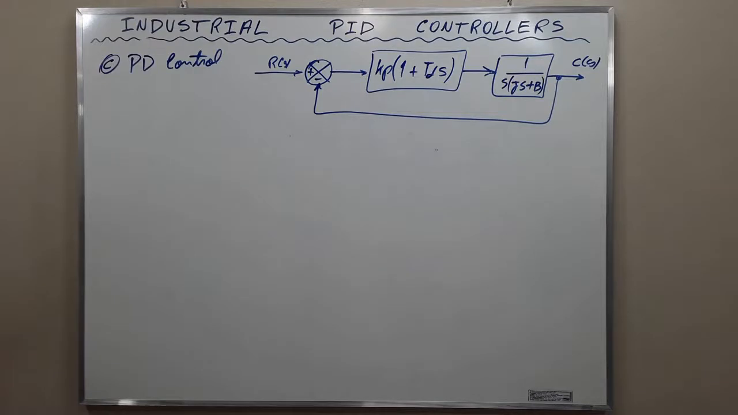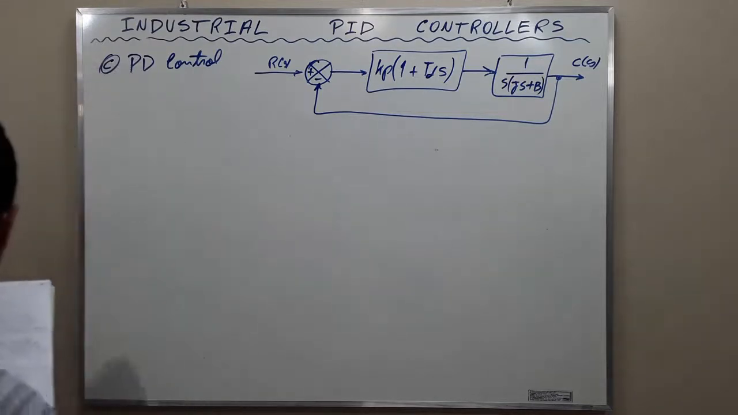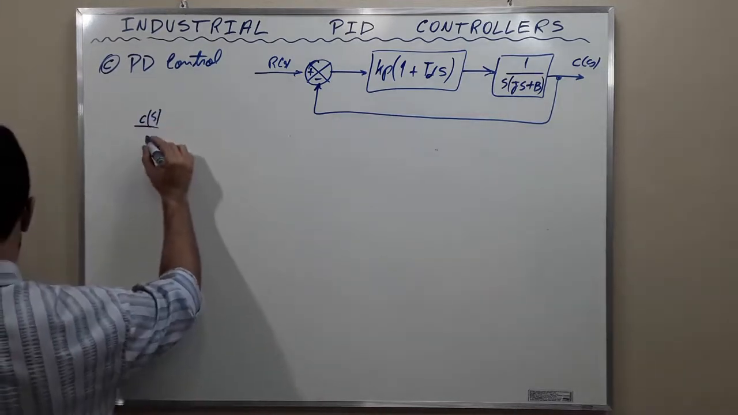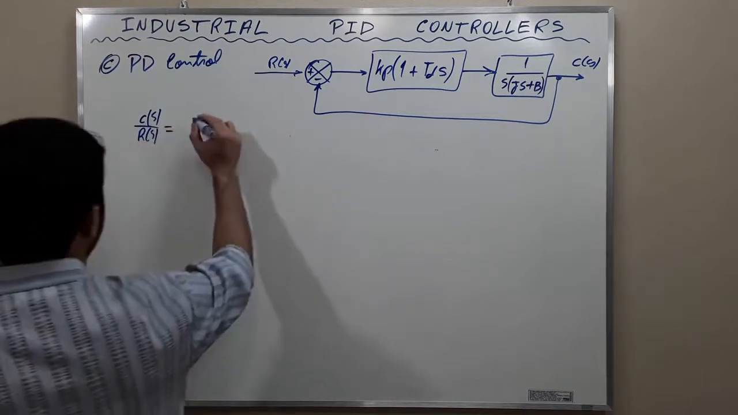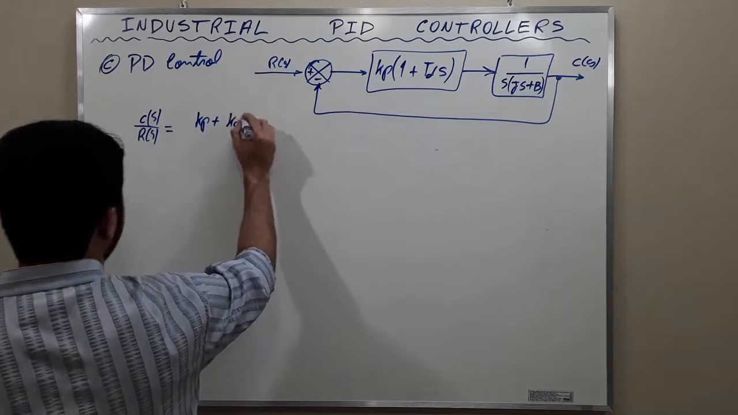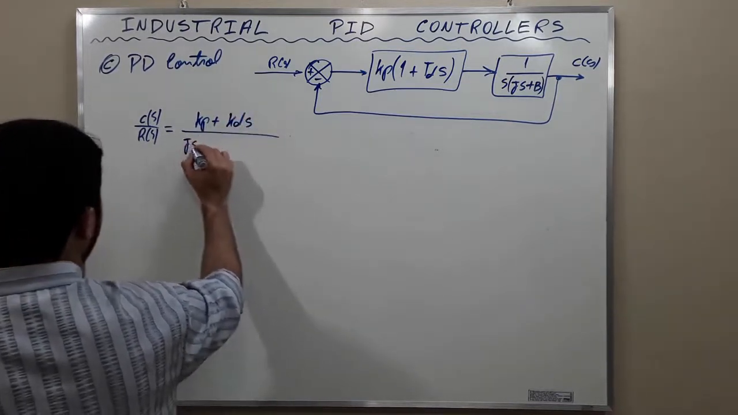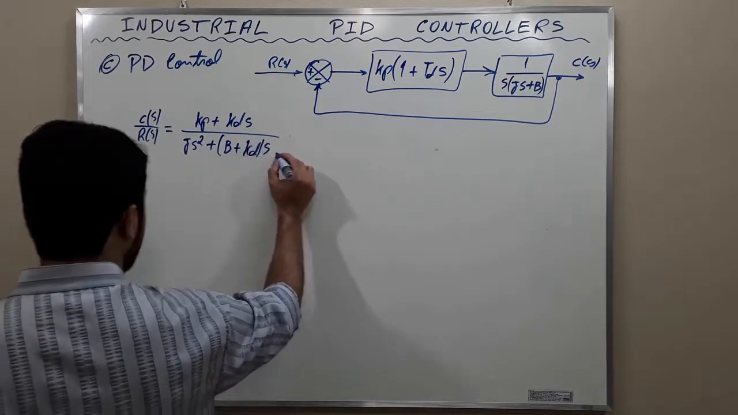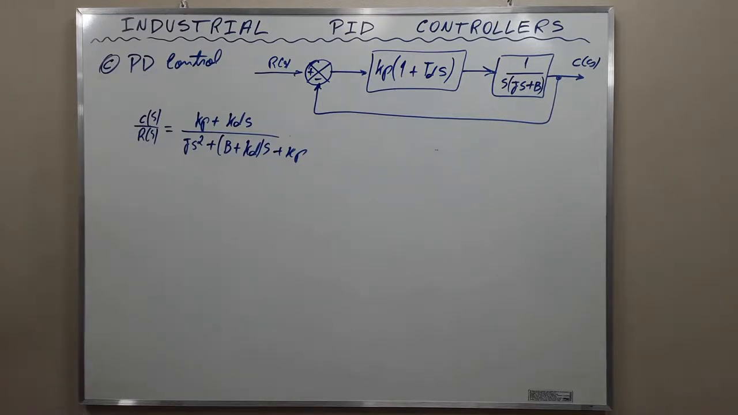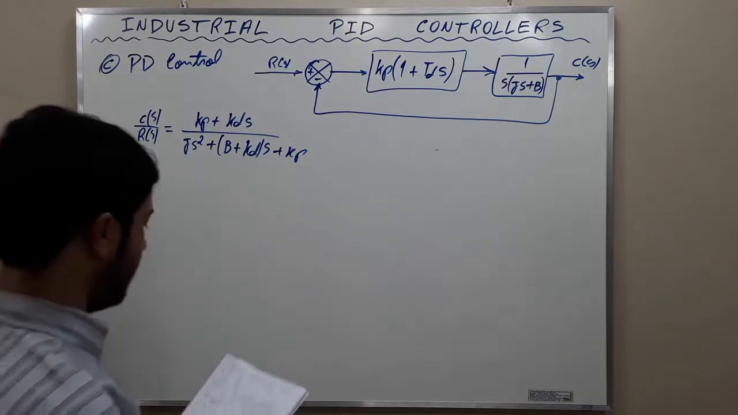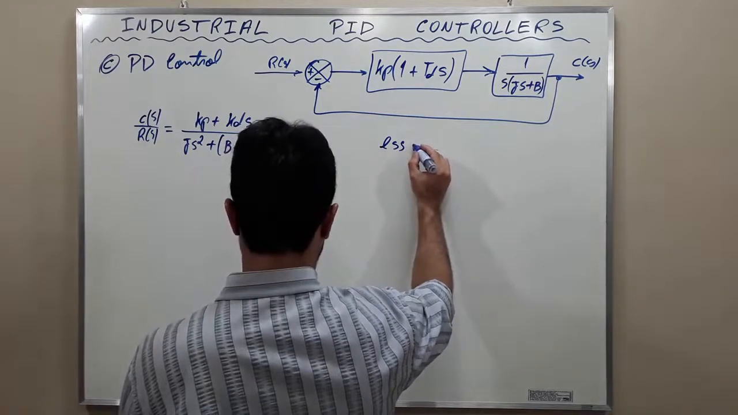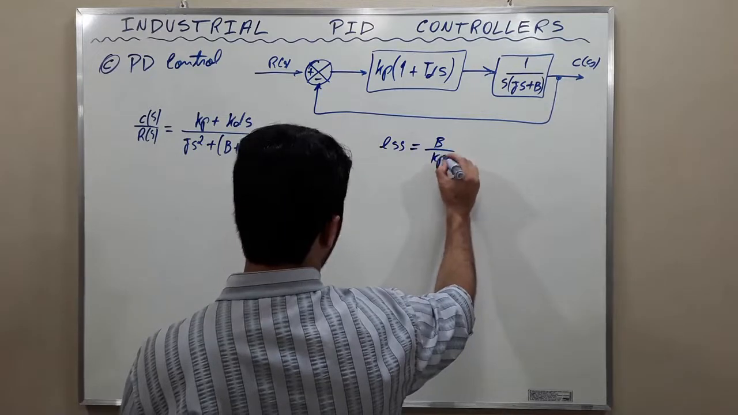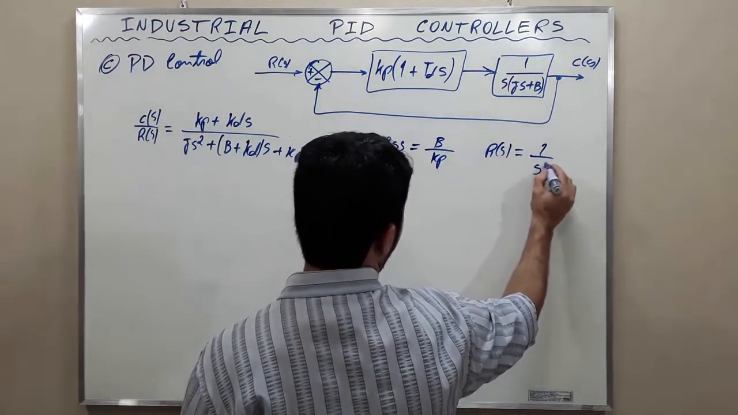The closed loop transfer function of the system is of the sort C(s)/R(s) = (Kp + Kd s) / (J s^2 + (B + Kd) s + Kp). Okay? The steady state error for a unit ramp, we're going to apply a unit ramp here, is equal to B over Kp for a unit ramp 1 over s squared.